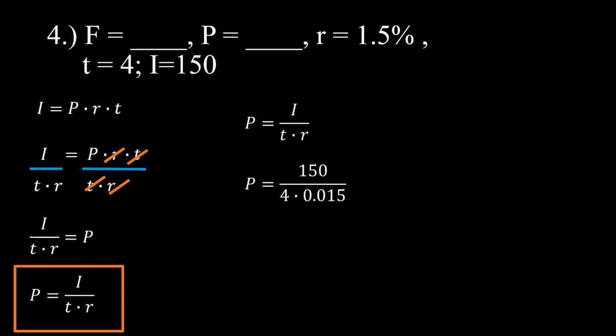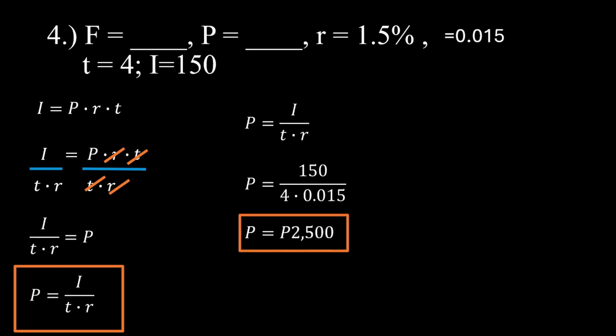So we substitute the values. The interest is 150 pesos, and the denominator, the time, is substituted by 4, and the rate of 1.5%, that is just 0.015. And if we are going to calculate this one, we will have the principal amount of 2,500 pesos.